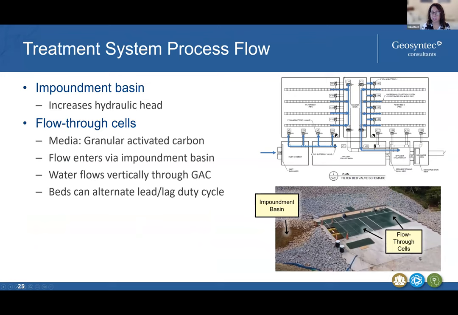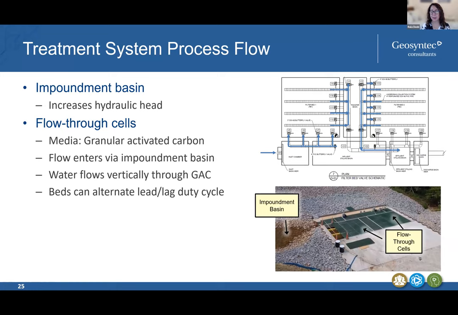We did a lot of bench scale testing to find the best carbon for the type of PFAS in the water that was being captured. So the flow enters via the impoundment basin, flows vertically through the GAC, and we had 2 beds, and they could alternate lead-lag duty cycles.